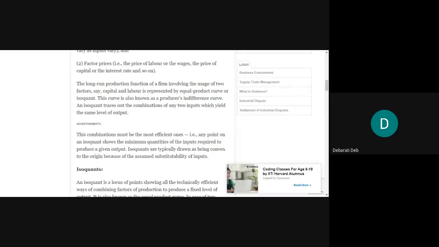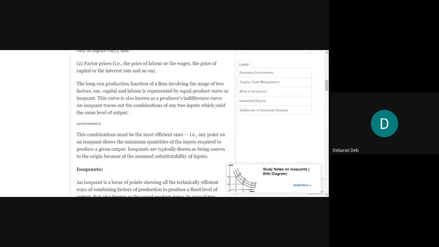So that was the concept of indifference curve in consumer behavior theory. Now we are talking about production function. When we talk about production function in terms of indifference curve, we say that this is the combination of any two inputs that gives the same level of output. This isoquant curve is also known as the producer's indifference curve, not the consumer's indifference curve.